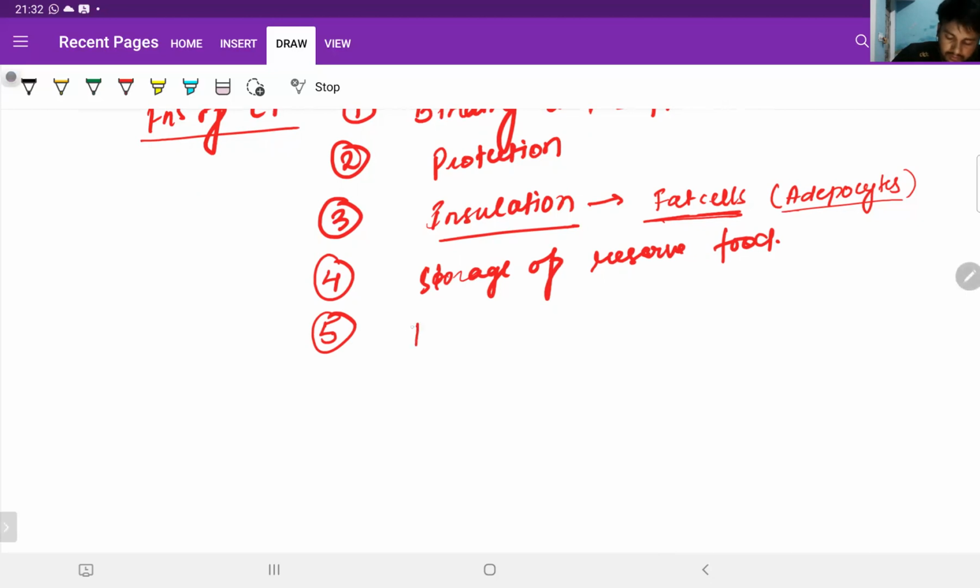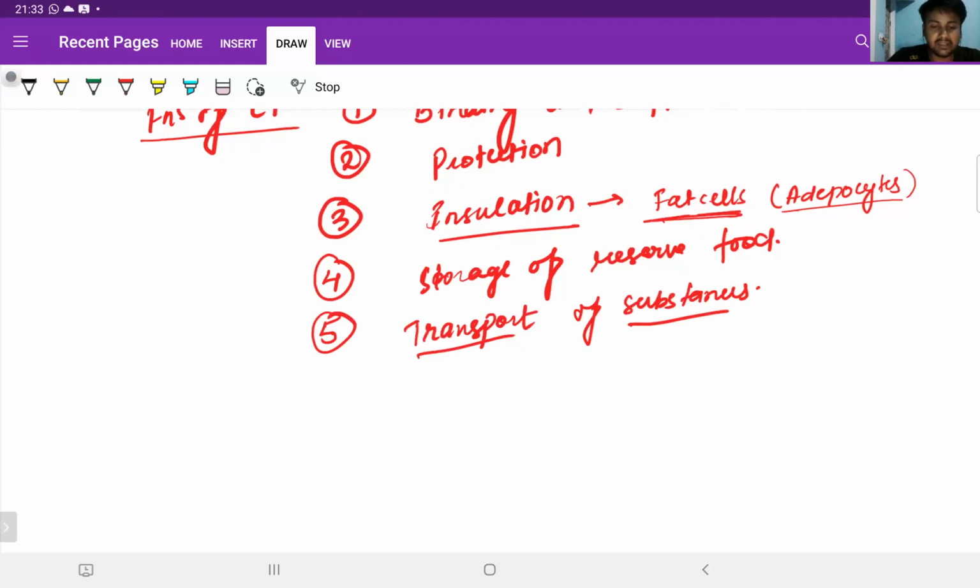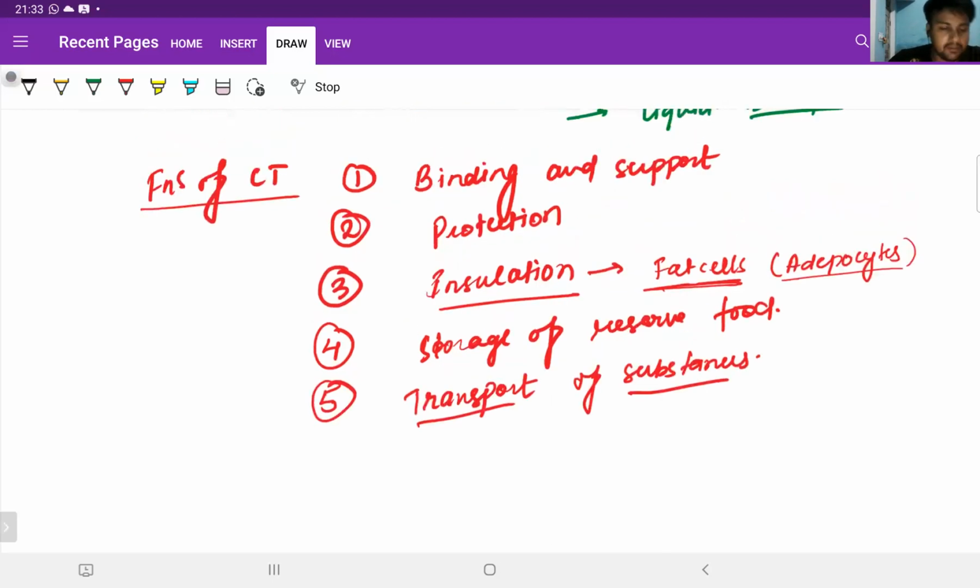And they are also involved in the transport of substances. Like I mentioned, the blood is a type of connective tissue, and we know that blood is a connective tissue which helps in the transportation of different substances from different parts of the body to different parts of the body, right? We'll be talking in detail about them, right? So these are the basic functions of the connective tissue.